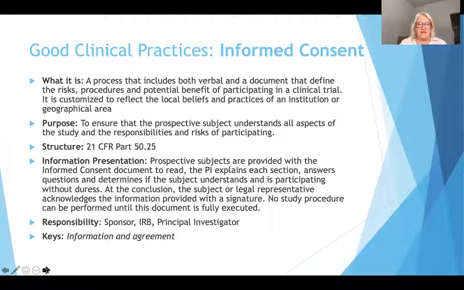And I think the key to this is there are two keys: information and agreement. And once the document has been fully executed, a copy should be given to that subject and maybe their spouse or their family, or however that works.